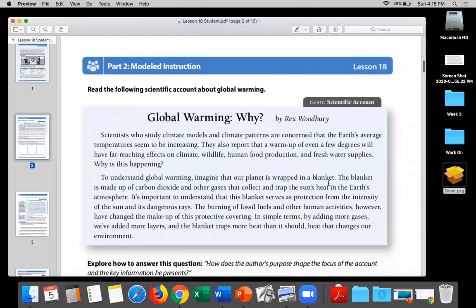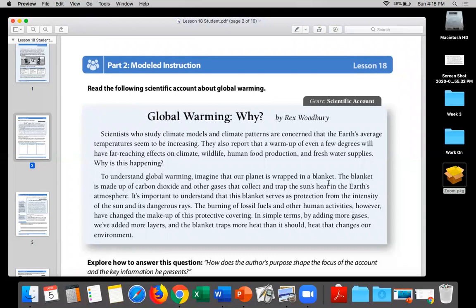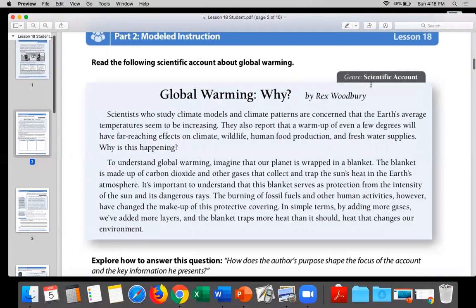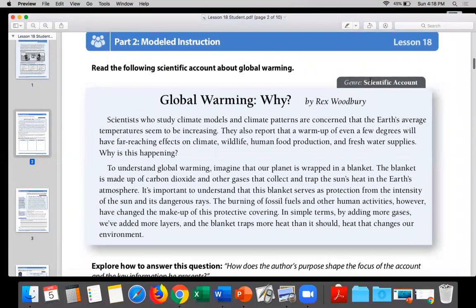Okay, modeled instruction. Read the following scientific account about global warming. I'm going to increase my screen a little bit. Okay, we see that it's a scientific account because it says the genre is a scientific account, which means that this is based on science. It's not a fictional story or anything like that. So the title is Global Warming, Why? By Rex Woodbury. So when I first read this title, I thought they are questioning why global warming happens. That's why it's set up this way. Okay, so let's read about it.